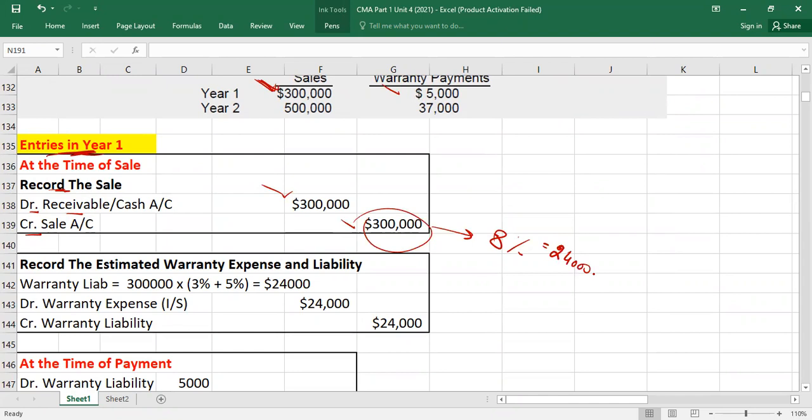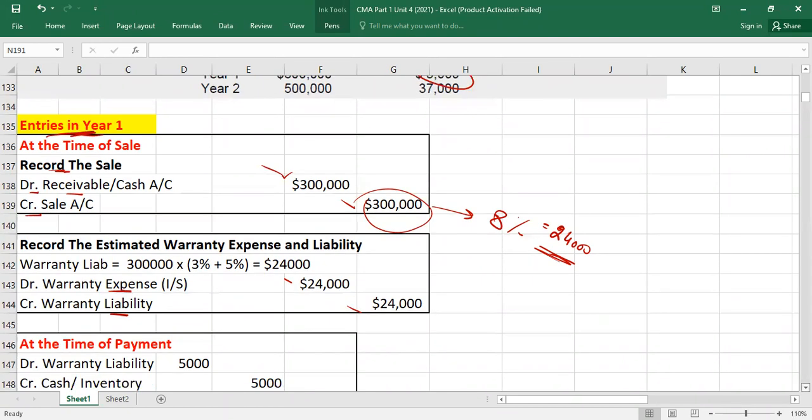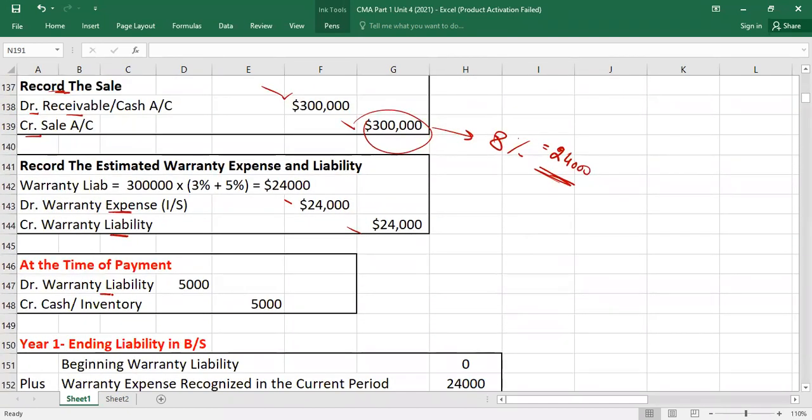24,000. So with this 24,000, I have to record warranty expense and warranty liability. We will debit the warranty expense and we will credit the warranty liability by 24,000. And then we know there is one payment also of 5,000 in the first year, actual payments. For actual payments, what entry will I pass? I will debit the warranty liability by 5,000 and I will credit the cash or inventory by 5,000.